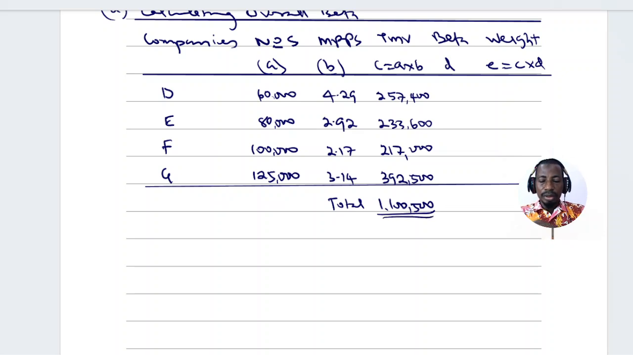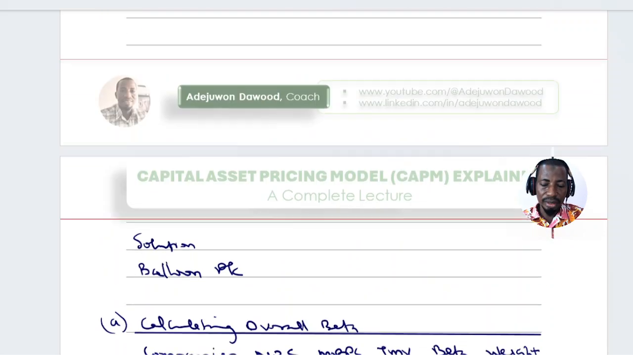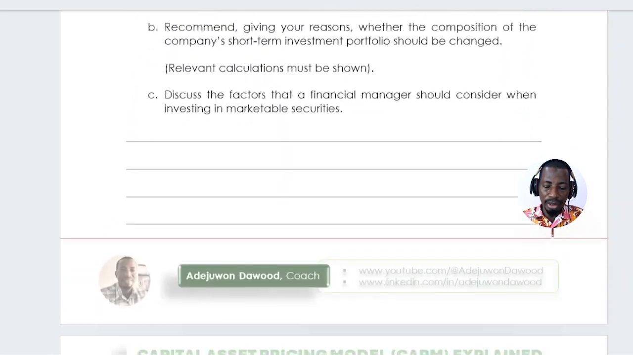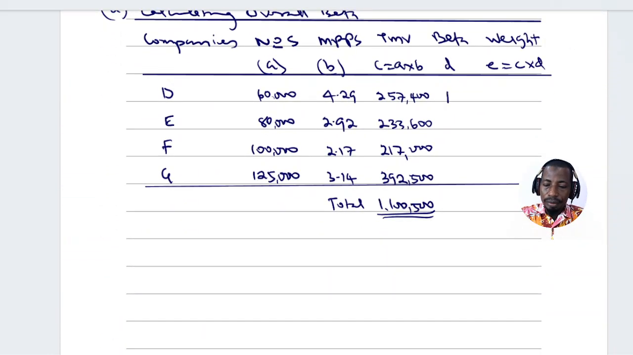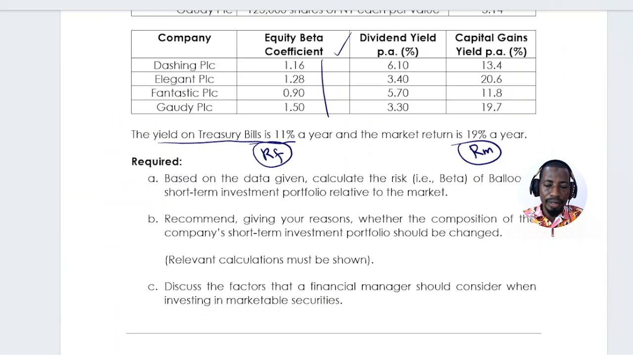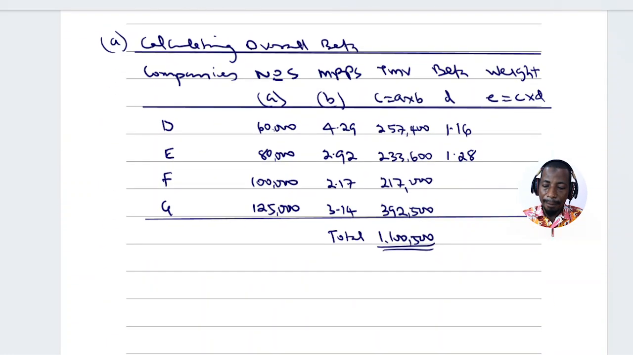Okay, so the beta value of individual security is 1.16, 1.28. Next one, 0.9, 1.5.